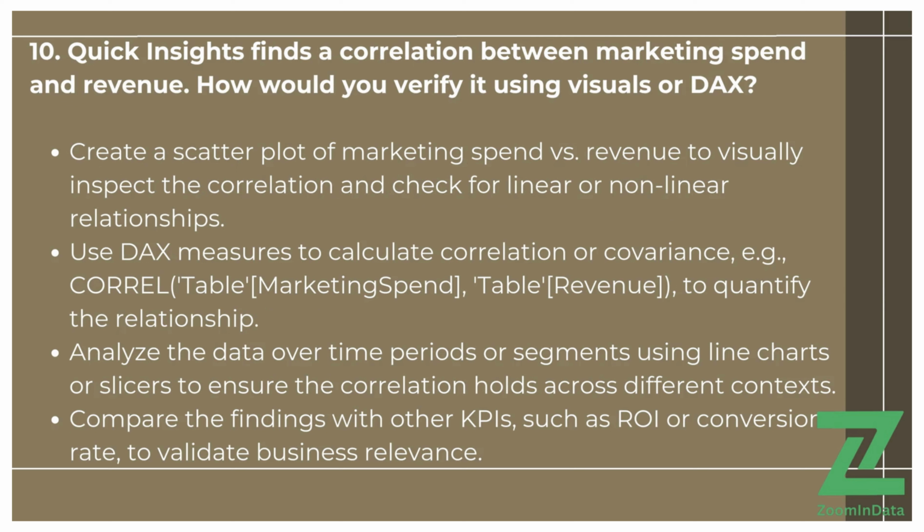10th question. Quick Insights finds a correlation between marketing spend and revenue. How would you verify it using visuals or DAX? Create a scatter plot of marketing spend versus revenue to visually inspect the correlation and check for linear or nonlinear relationships. Use DAX measures to calculate correlation or covariance, e.g., CORREL(Table[Marketing Spend], Table[Revenue]), to quantify the relationship.